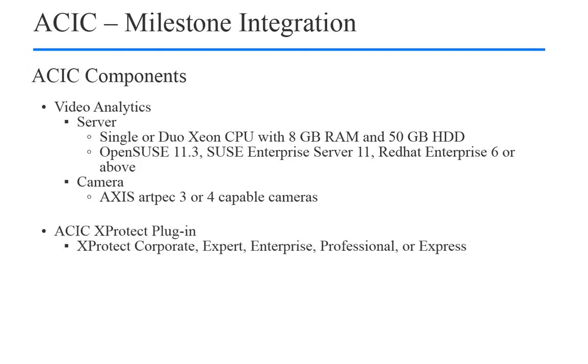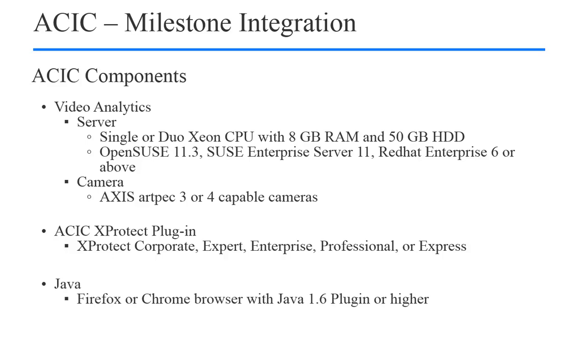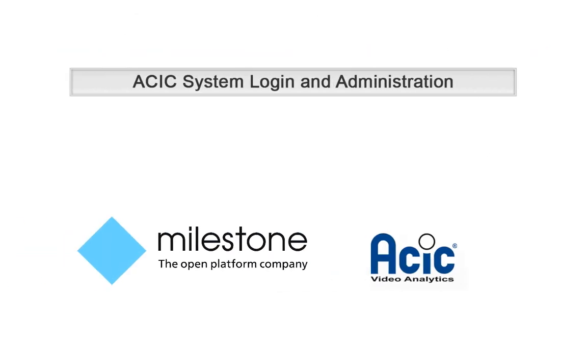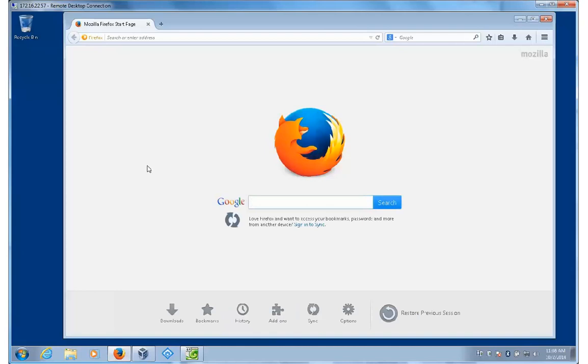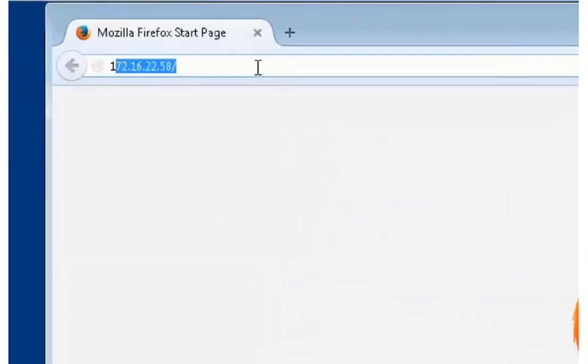The second component to download is the XProtect plugin, which permits the XProtect system to receive analytics events from ACIC and display overlay analytics information in the Smart Client. While not strictly a component of ACIC, Java 1.6 or higher is also required in order to configure the analytics engine through a browser for both the server and edge solutions. We'll look at the server solution first, then the edge solution.